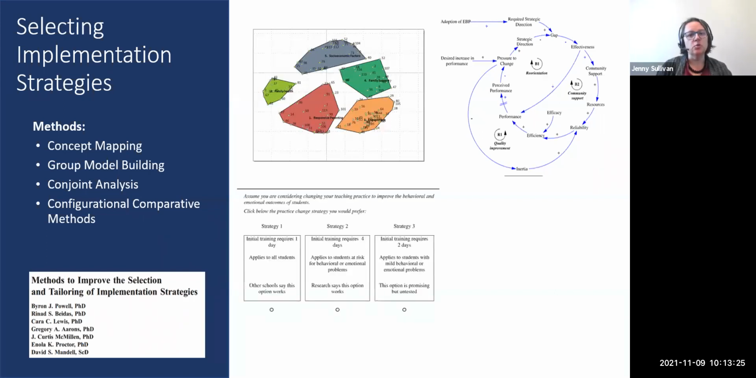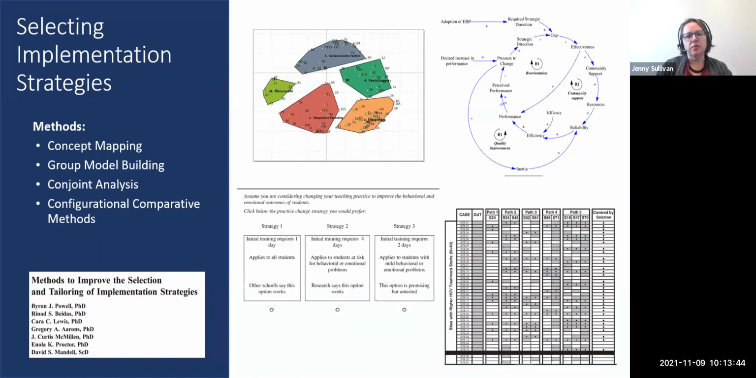Another method is conjoint analysis, which is a quantitative method requiring participants to select different profiles, which allows for determination of how stakeholders value different attributes of implementation strategies or even facets of interventions. And then another is configurational comparative methods, or CCMs, which uncover causal dependencies and identify combinations of strategies that can make a difference on outcomes. So there's been a lot of work in this area and methodology for selecting implementation strategies in recent years.